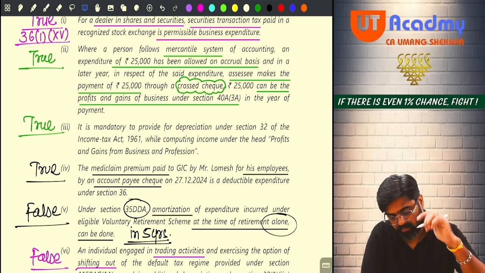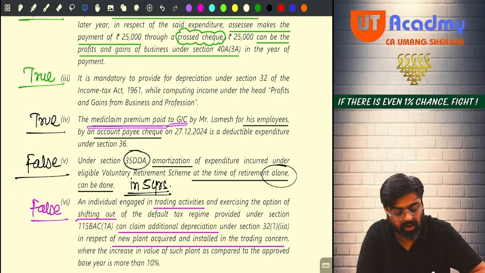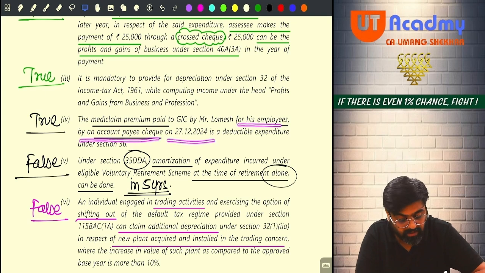The statement is true. Next one. Mediclaim insurance premium paid to General Insurance Corporation by Mr. Lomesh for his employees by an account payee cheque during the previous year is a deductible expenditure under section 36.